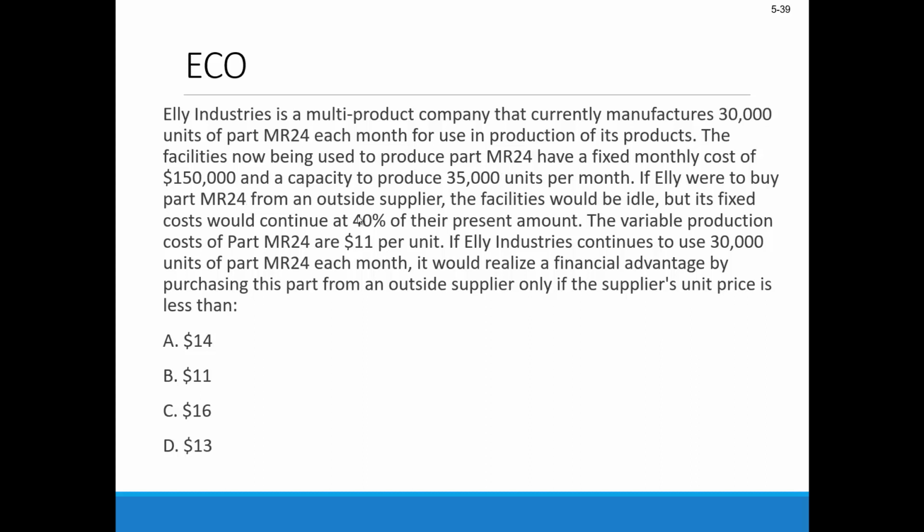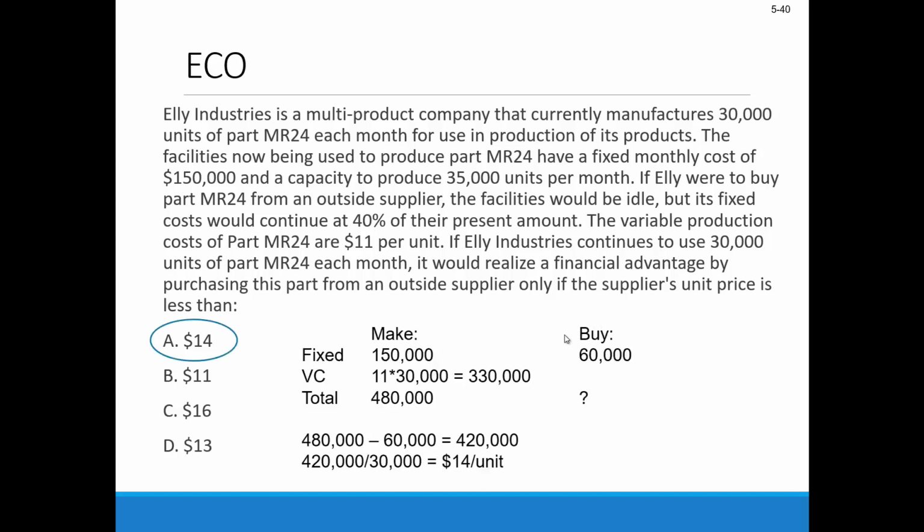If we were to buy that part from an outside supplier, the facilities would be idle, so it would just be sitting there empty, not doing anything with it. But fixed costs would continue at 40% of their present amount. That was the $150,000. The variable production costs of the part are $11 per unit. If Ellie continues to use 30,000 units of part MR24 each month, it would realize a financial advantage by purchasing that from an outside supplier only if the supplier's unit price is less than what? So pause this, try to come up with a number there, and then come back for the answer.